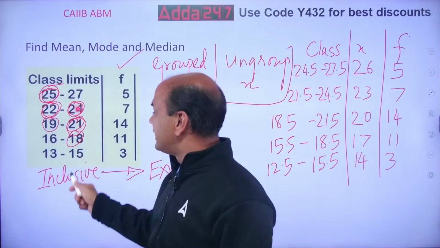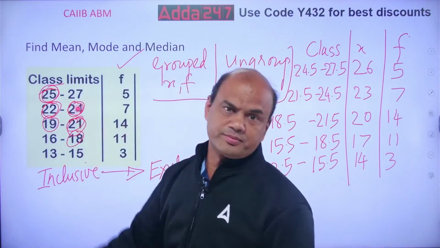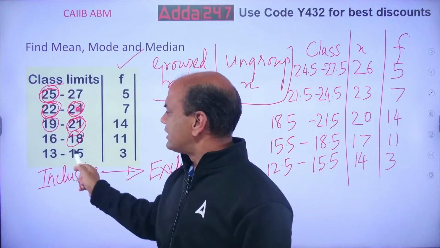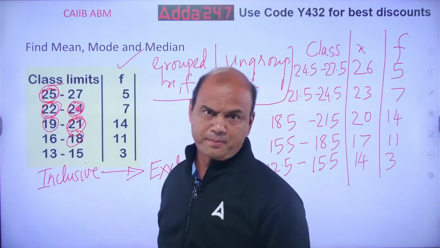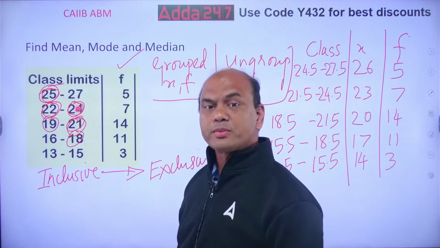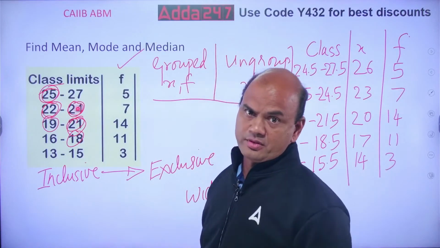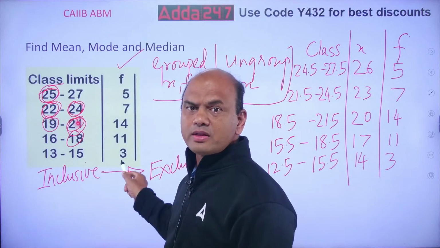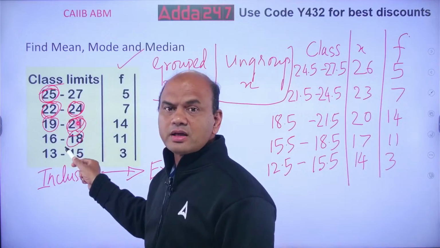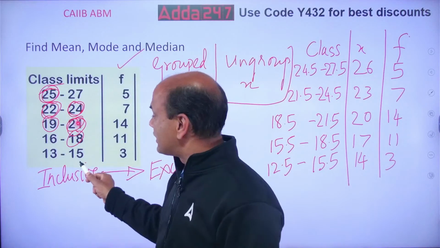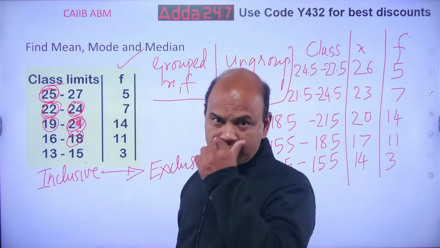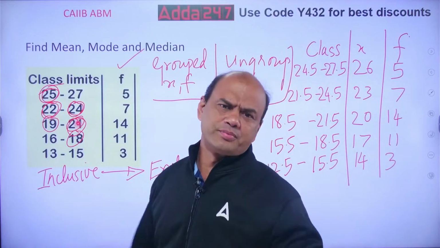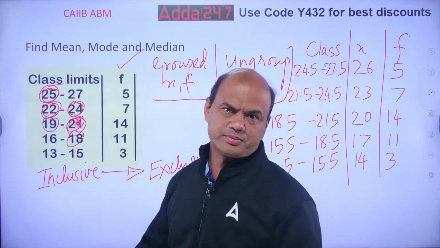This is called an inclusive group. What is an inclusive group? Inclusive means very simple: the first and the last number are also included. Suppose I get 15, where will I write it? I will write it over here, 15. Suppose I get 16, I will write it over here. This is called an inclusive group. But does this happen in practical life? It's not allowed. You can't work using this inclusive group.